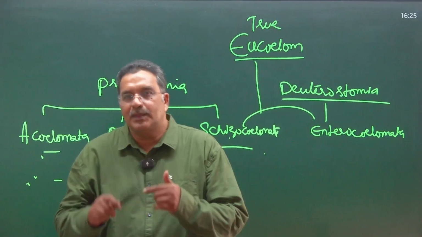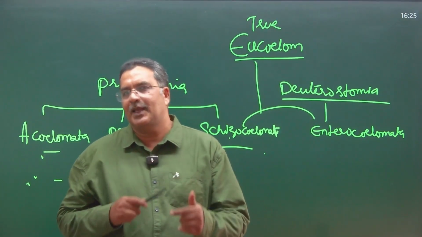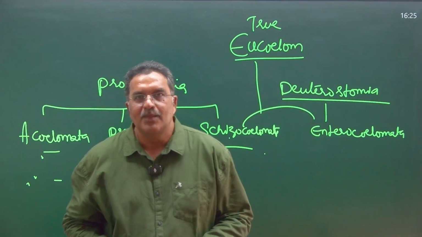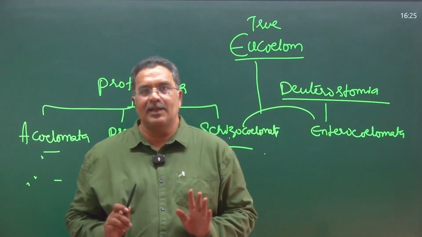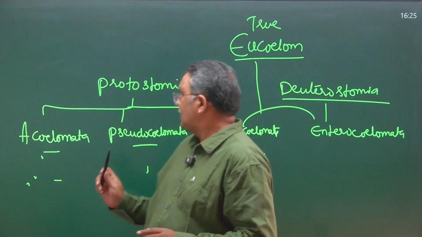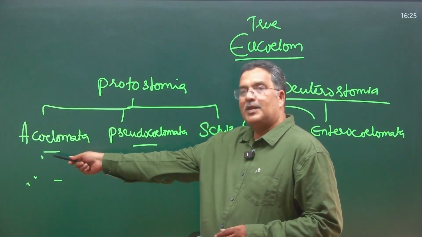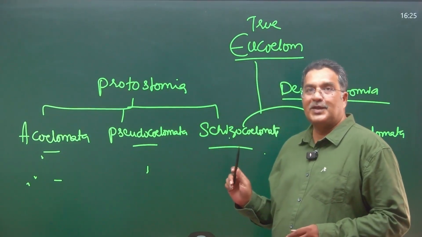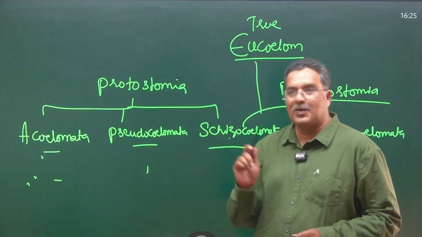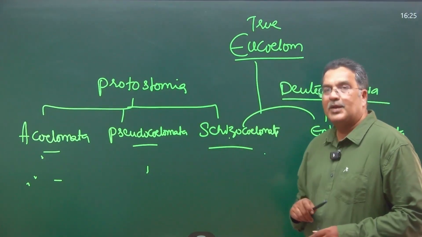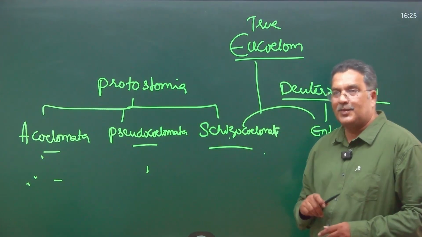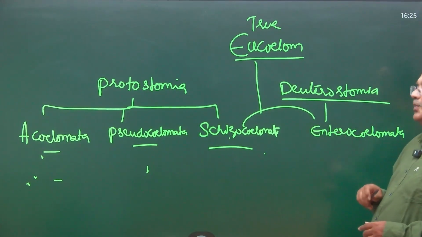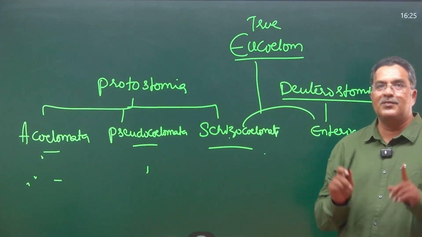You need to see this video 2 to 3 times to understand it properly. Finally, the single line for whatever is in the chart: neither primary body cavity nor secondary body cavity. Here, false body cavity, scattered mesodermal pouches. Here, true body cavity formed by the splitting of mesoderm. Here, true body cavity formed from the pouches of archenteron.